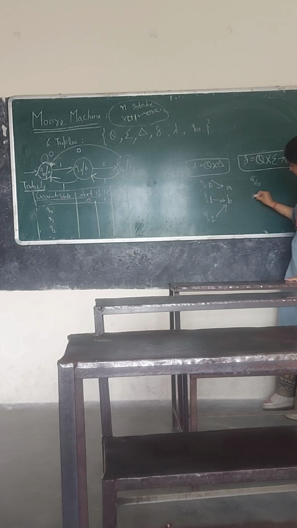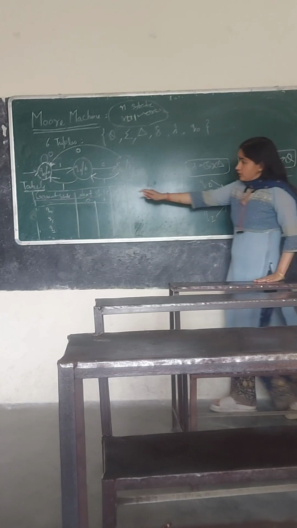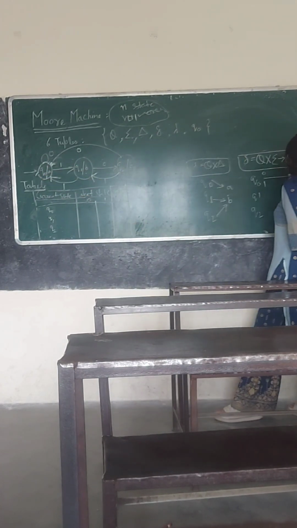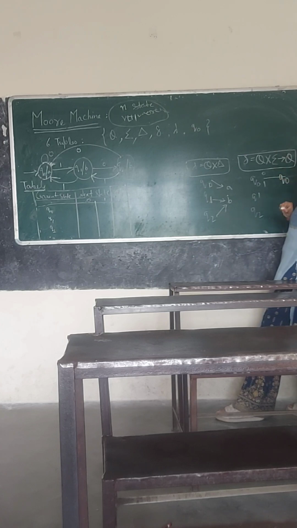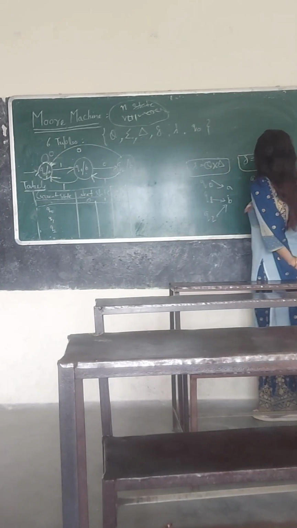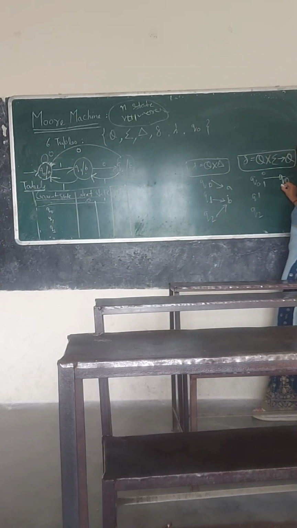Q0, Q1, Q2. Q0 at 0, it will go to Q0. We can write it here as Q0. Q0 at 1, it will go to Q1. We can write it here Q1.